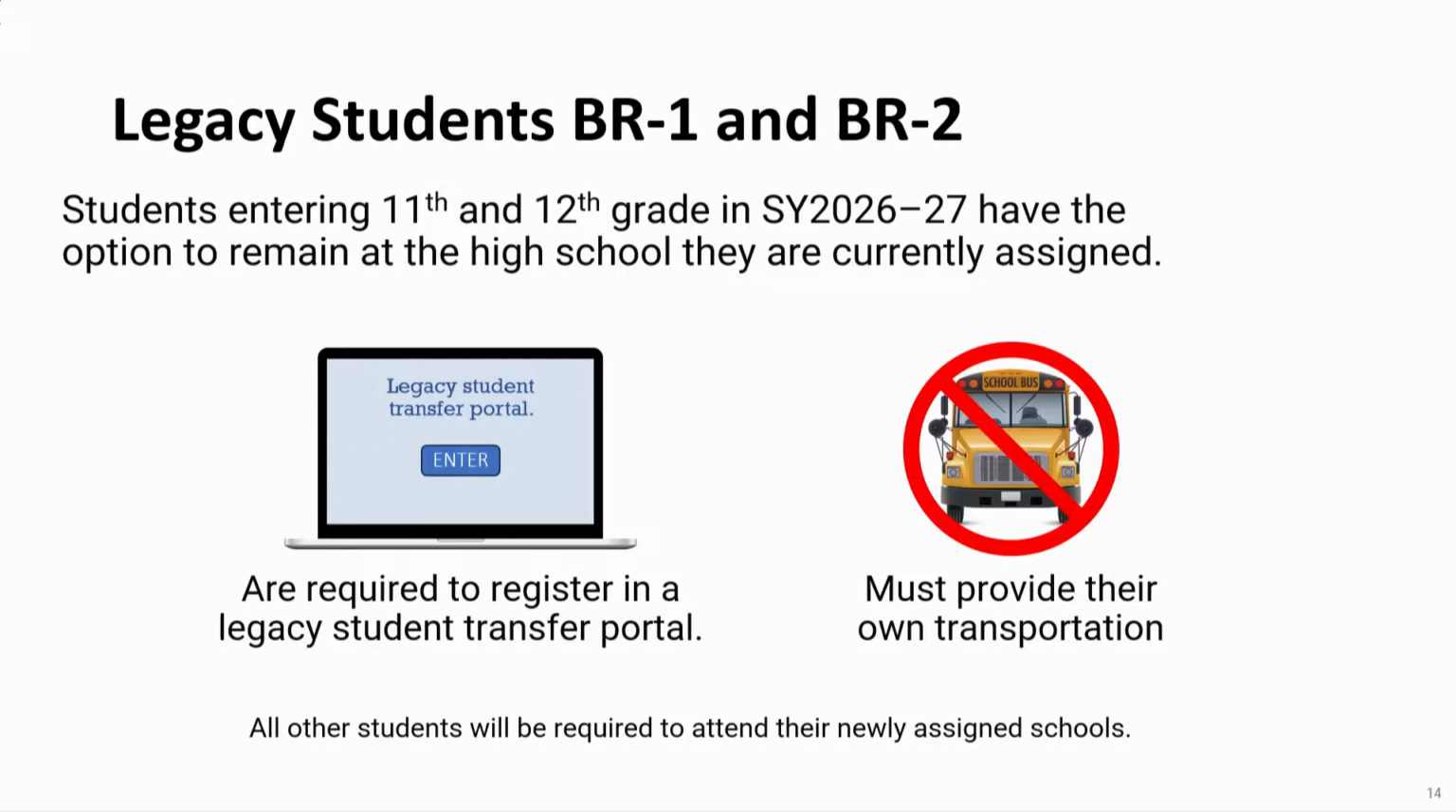BR1 and BR2 include a legacy provision whereby students that will be entering the 11th and 12th grade in school year 2026-27 will have the option to remain at the high school to which they are currently assigned. Students electing to remain at their current high school will be required to enter a legacy student transfer portal. Transportation will not be provided for legacy students opting to remain at their current school, and student parking is not guaranteed for juniors. All other students will be required to attend their newly assigned schools.